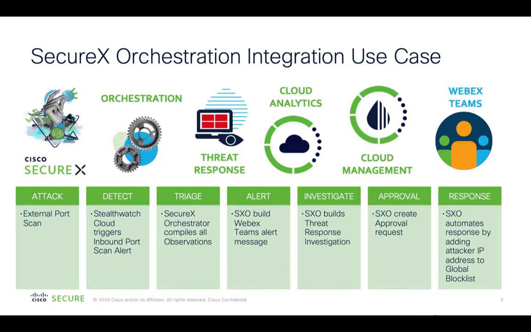But in this case, we're going to start with a use case around an external port scan attack, right? And then we're going to show some detection using StealthWatch Cloud based off an inbound port scan alert. And then we're going to do automated triage using Orchestrator to pull all observations into Orchestrator so that we can then give you an alert via Webex Teams message and also give you an automated response using Orchestrator, as well as, in this case, Cisco Defense Orchestrator to push out policy to everything outside, right?